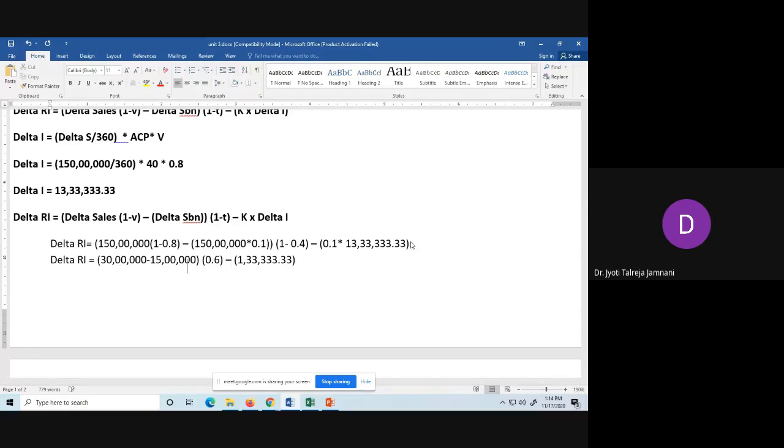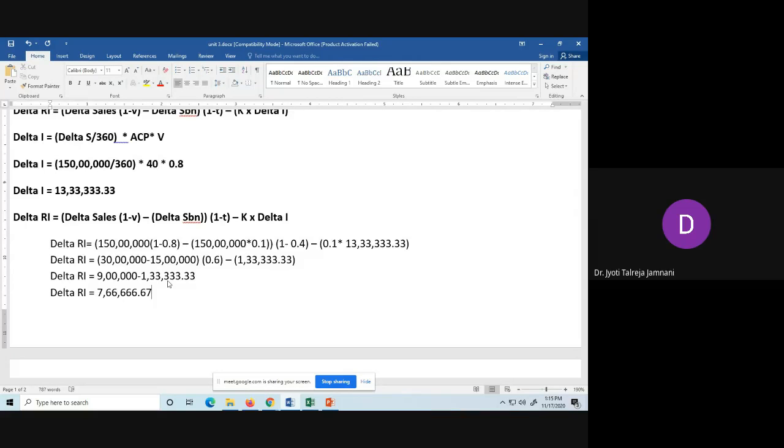Okay, so next we'll solve. Now 30 lakh minus 15 lakh is 15 lakh. 15 lakhs into 0.6 you do. 9 lakh. 9 lakh minus 1 lakh 33,333.33 gives 7,66,666.67. So this is your delta RI value.